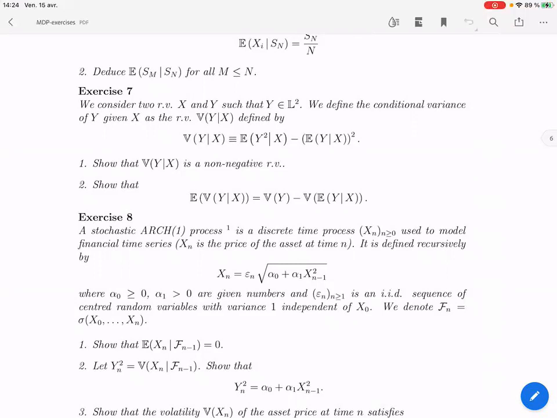So do you know how to prove it? What kind of thing do you have to use to show that it is a non-negative random variable?